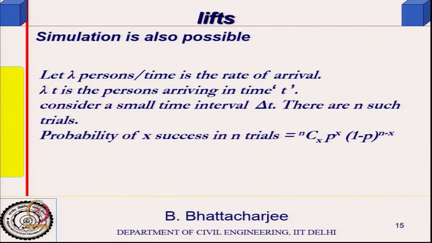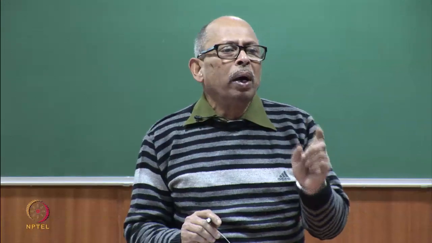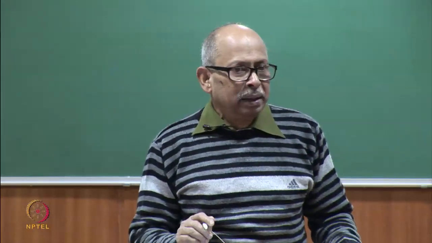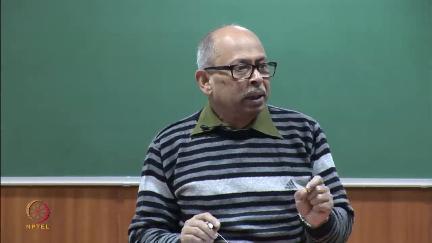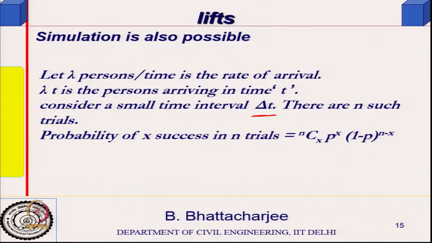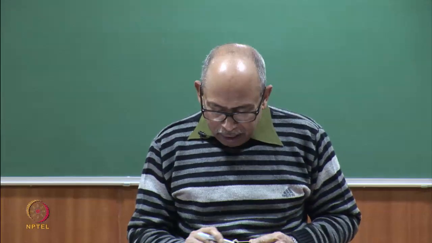Now, we assume that the time interval is very small, delta t, such that not more than one person will arrive during that period of time. It is so small that not more than one person can arrive. So, we call it a success: one person arriving during that period of time. And there are n such trials, or n into delta t time that I am considering.